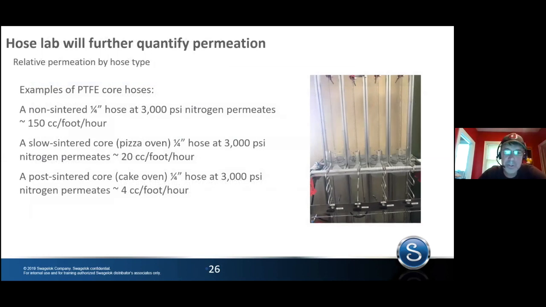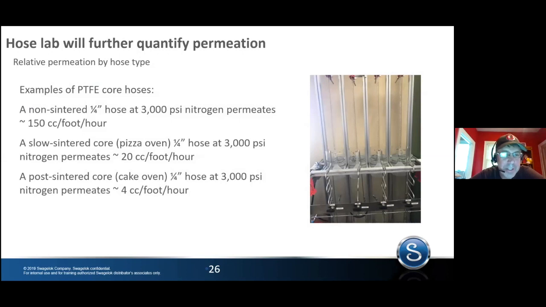So this shows an example of what we're talking about. If we take just a raw Teflon non-sintered 1/4 inch hose, pressurize it to 3,000 psi of nitrogen, it's going to permeate about 150 cc's, 150 milliliters for 1 foot of hose in an hour. So that's actually quite a bit of gas loss, right? It's almost a liter of gas in about 8 hours.